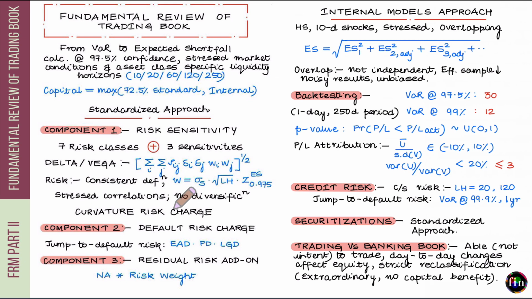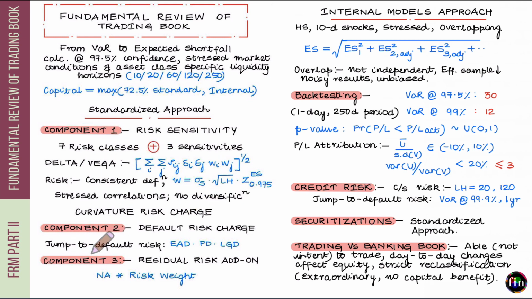Okay? Then, to take into account the credit risk exposure of the positions in the trading book, we have component 2. Credit risk, we know it stems from changes in credit spreads and from jump to default risk. The portion which comes from changes in credit spreads, that has been already accounted for in component 1.